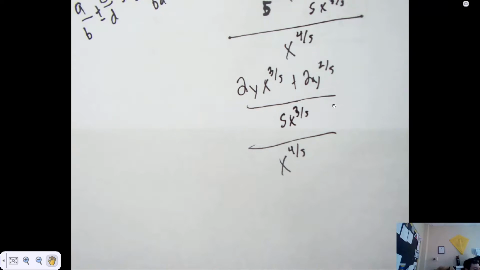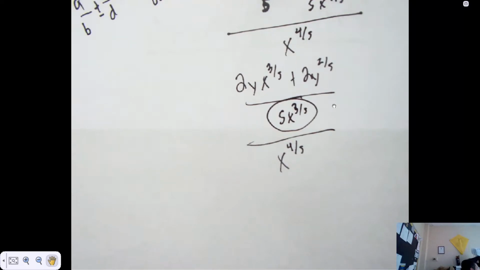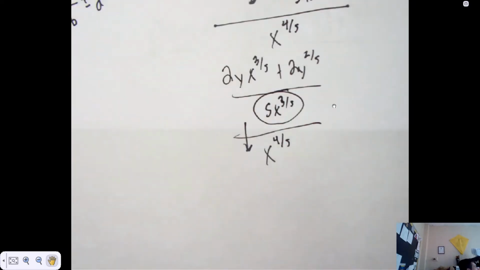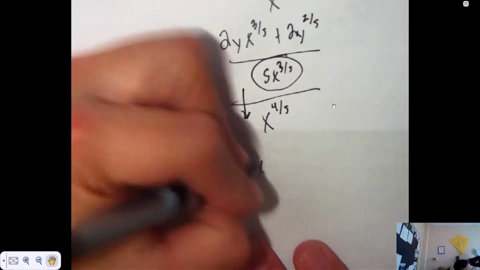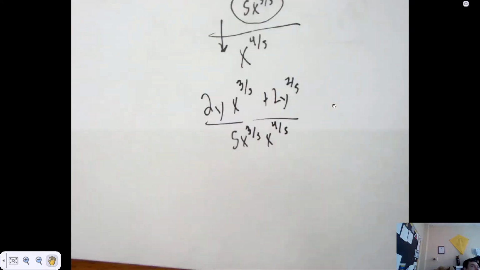You're almost done, actually. Where's division happen? And this is division. Shift that entire blasted thing right down there. The whole thing. Every last bit of it. Get shifted down there. 2y x to the 3/5 plus 2y to the 2/5 sitting over 5x to the 3/5 x to the 4/5. And hopefully I haven't made a mistake because, man, that's taking almost a whole sheet of paper.